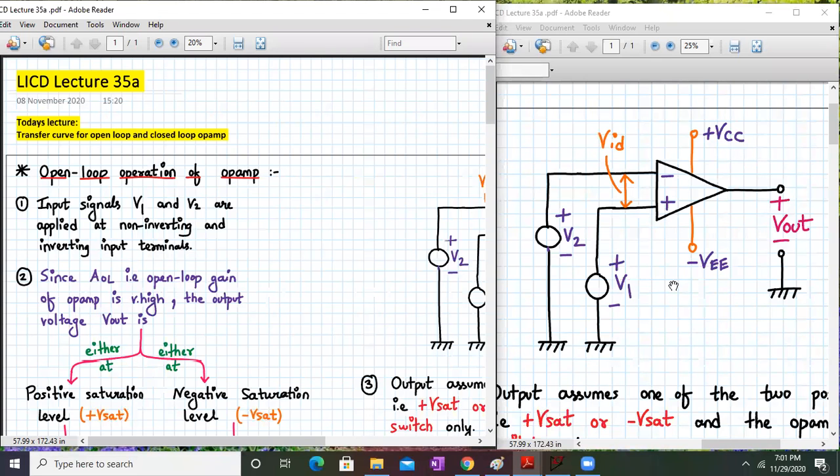Hello everyone, welcome to LICD Lecture number 35A. Today we are going to discuss the transfer curve for Opamp in open loop and closed loop configuration.